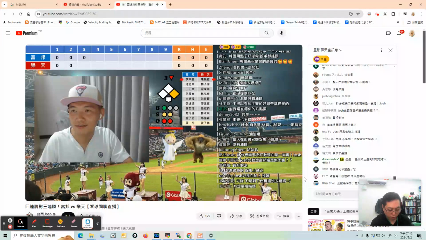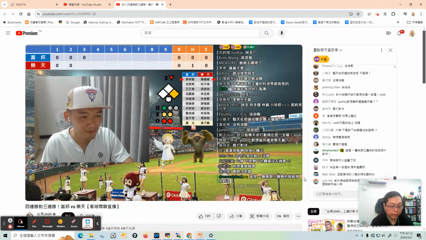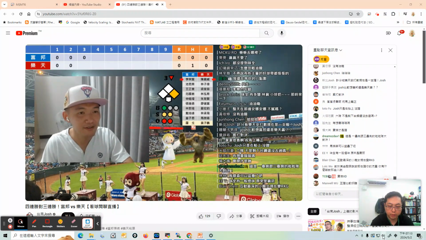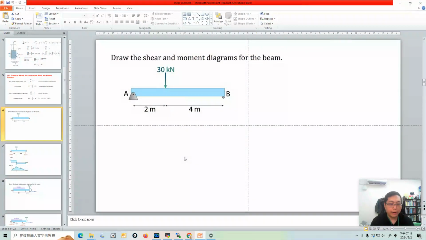Okay, hello everyone. In this video, I'm going to show you the shear moment diagram. So what's the shear moment diagram? Actually, a shear moment diagram just gives you a complete picture showing the internal or external forces acting in the beam or on the beam.